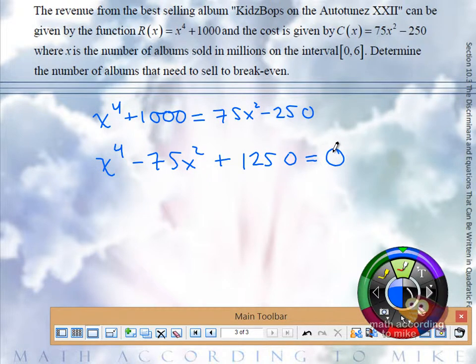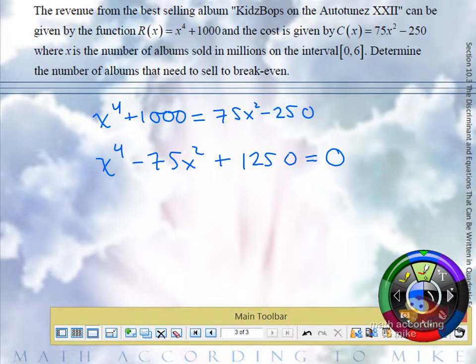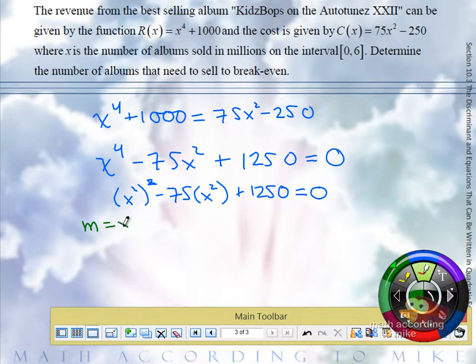And notice this is now an equation quadratic in form. So this could be rewritten as (x squared) squared minus 75x squared plus 1250 equals 0. So if we say m is x squared, we have the equation m squared minus 75m plus 1250 equals 0.